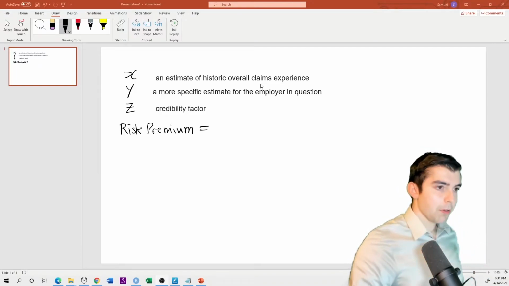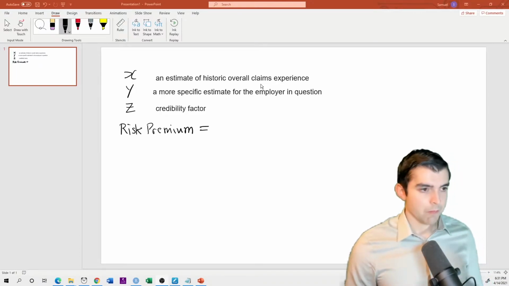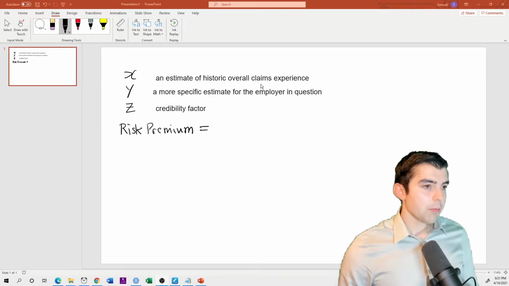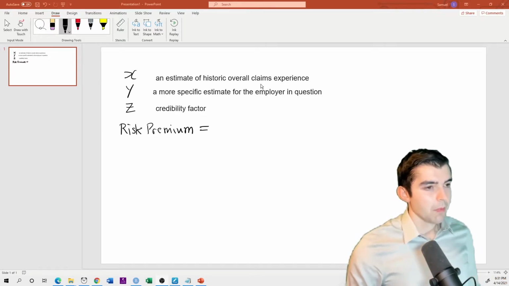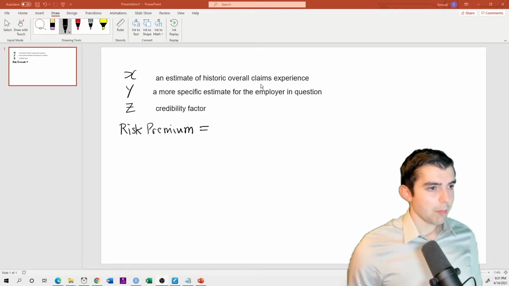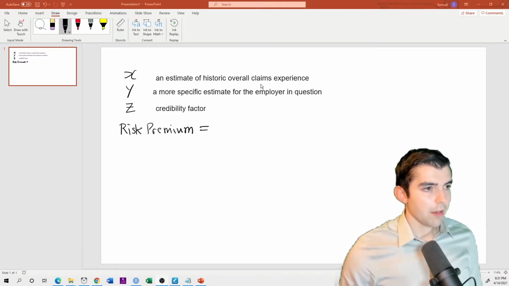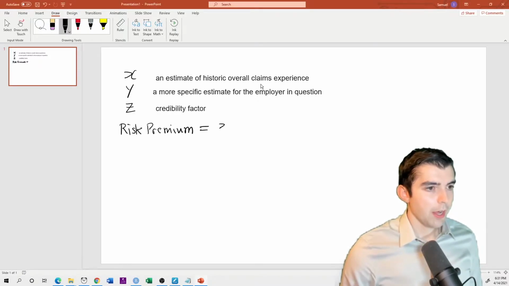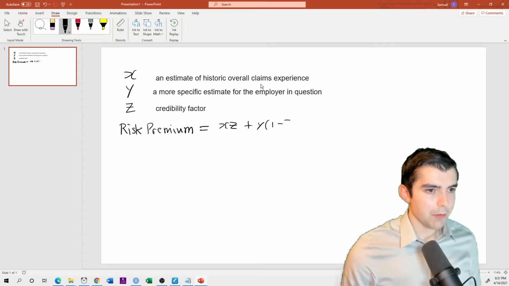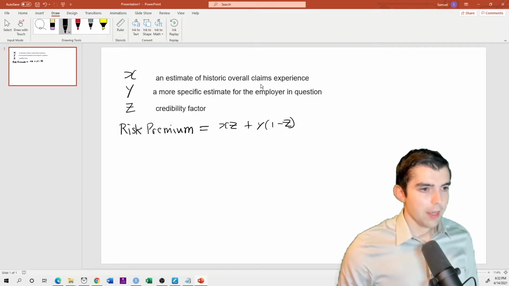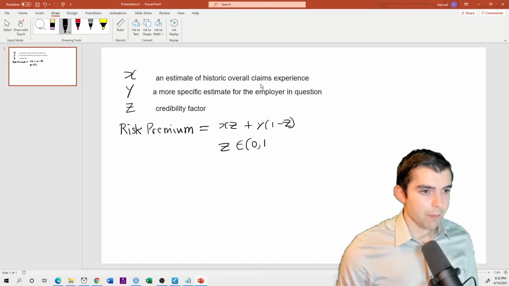Then you have a credibility factor, which is Z. So you want to be able to predict the risk premium based on both of these numbers. So you could say that this is equal to X times your credibility factor plus Y times 1 minus the credibility factor. And Z is in the range of 0 and 1.